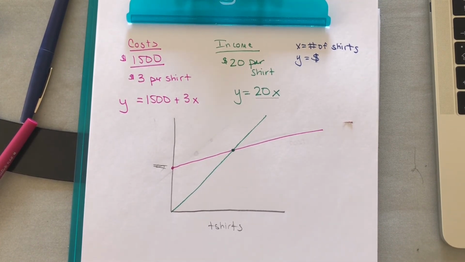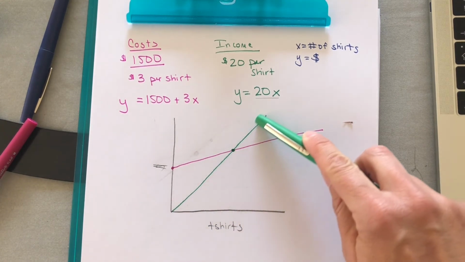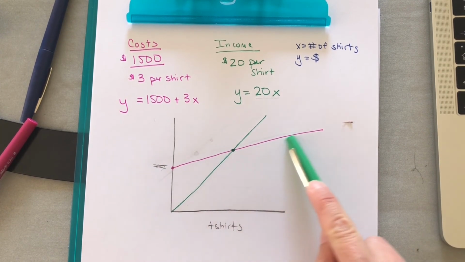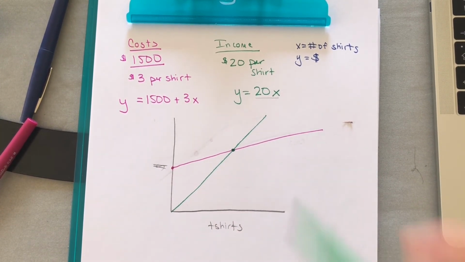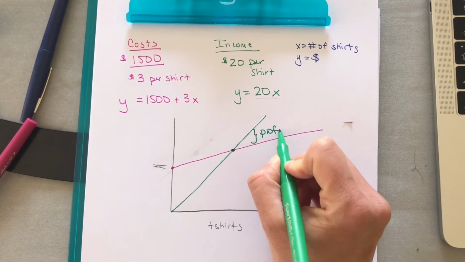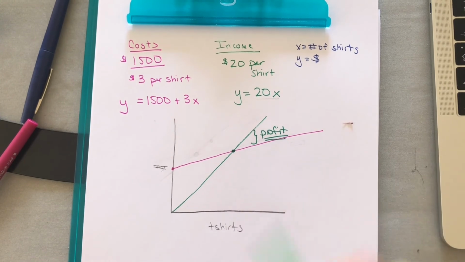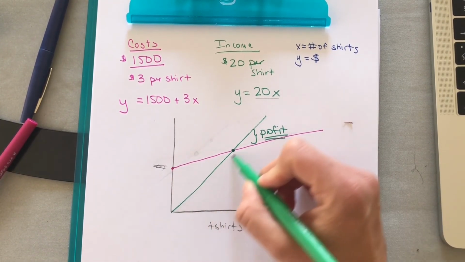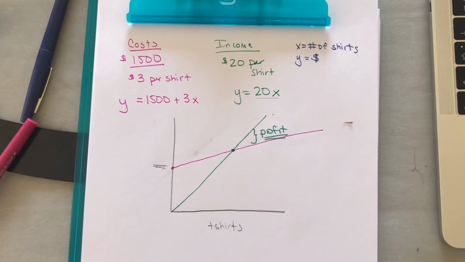That is the break-even point. That is the point we're looking for, because after that point, the amount of money that's coming in is going to be greater than the amount of money going out. And the difference between those two lines is how we would calculate our profit, because that would be the difference between the money I've spent and the money that I am making. So let's go to Desmos and graph this and get that specific point.